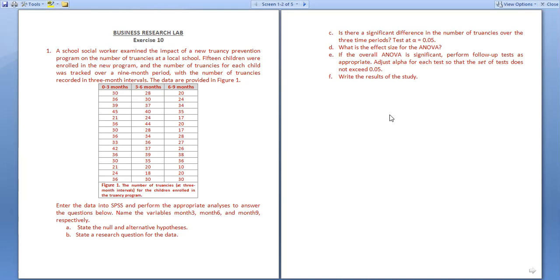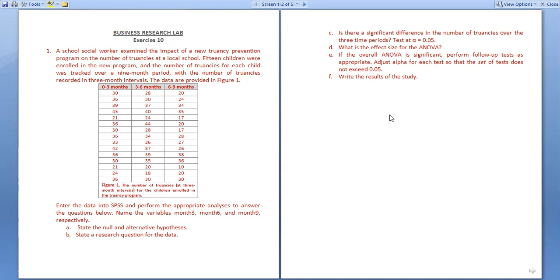So there, we have to enter this data into an SPSS file and then do A, B, C, D, E, and F questions. A is about defining the null and alternate hypothesis. B is talking about research questions. C is asking is there a difference in the number of truancies over the three time periods? So we have to test that at alpha equal to 0.05.